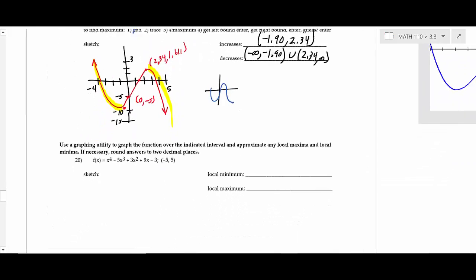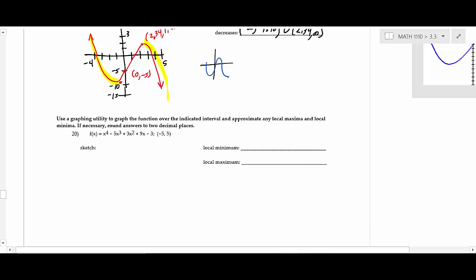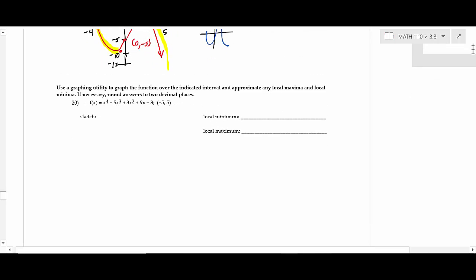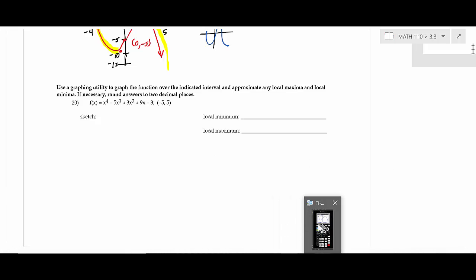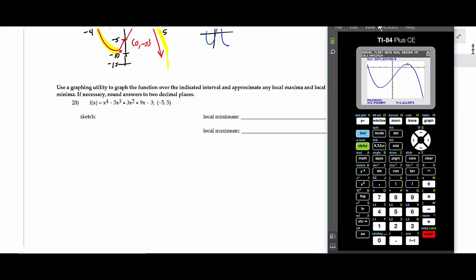Okay, so let's see. I'm going to have you all do number 20, and give you a minute to put that in. Go ahead and put that in your calculator, do a sketch, and then figure out what the local max and min are, like I just did on the previous problem. Write that down if you need to. I'm going to shut this off for a second and see if you can get that. With this one, I want you to just go from negative 5 to 5 for your X window, but you'll need to figure out what a good Y window is.